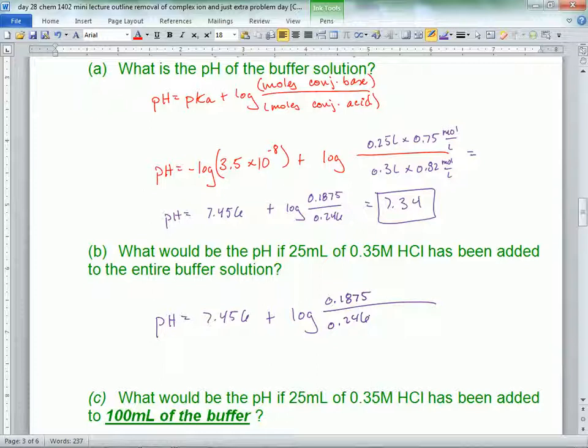Except I have to realize this is the moles of conjugate base, so it's going to decrease a little bit, and this number is going to increase a little bit. So a minus and a plus, what number? This. Multiply those two. Make sure this is in liters, though. So this would be minus and plus. If I would have added strong base, this would have been plus and minus, top and bottom.